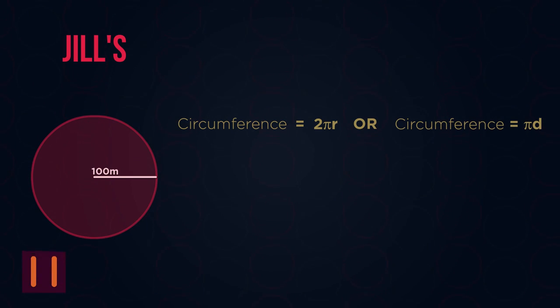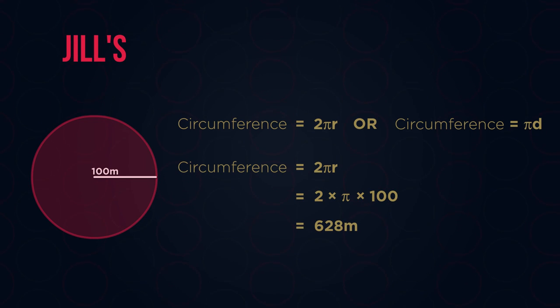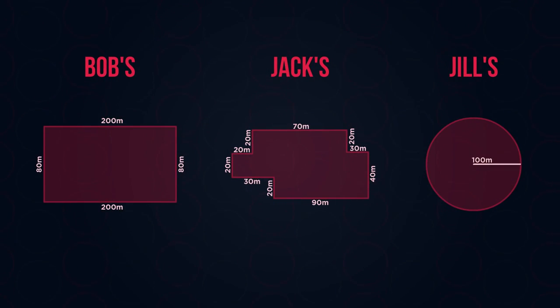Pause the video and work out the circumference of Jill's field to find the perimeter. Did you get 628 meters for the amount of fence Jill needs? So now the 3 farmers know how much fence to buy.